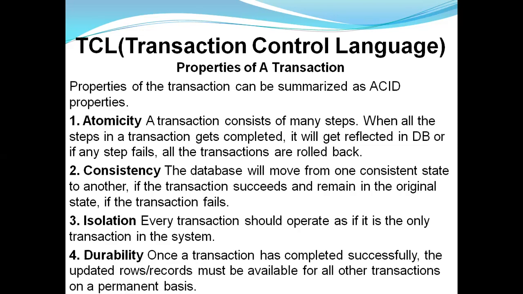Fourth thing is called durability. Durability says that once a transaction is completed, then whichever rows got affected by that transaction must be immediately available to another transaction. So that is ACID: atomicity, consistency, isolation, and durability.